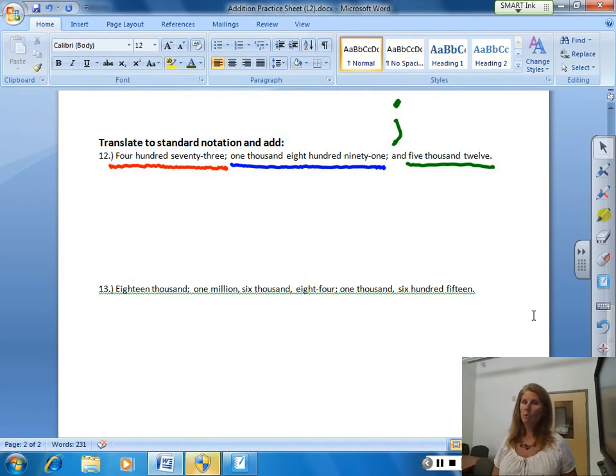Remember, the word and is not part of our numbers. When we read a number, we don't say and. So when you see an and here, that's an English and. That's just connecting those three parts. It doesn't have anything to do with any of those three numbers. Notice in the parts that I underline, no ands, just the numbers. So we're going to write 473 is our first number.